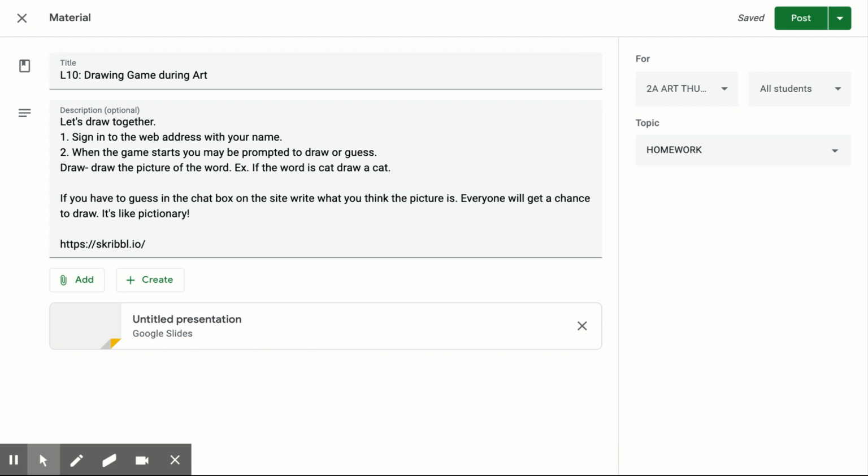If you're in class today, we're going to be drawing together using a website called Scribble.io. It's basically an online platform where you can play Pictionary and you can draw things. You get a word and you have to draw it in a certain amount of time. And then people that are in your group that joined your room can guess what you drew. So if you're in class, we're going to play that game.